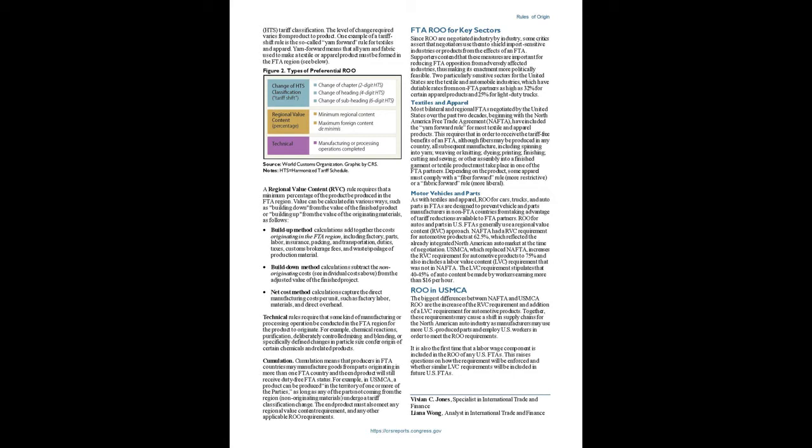Build-up method calculations add together the costs originating in the FTA region, including factory, parts, labor, insurance, packing, and transportation, duties, taxes, customs brokerage fees, and waste, spoilage of production material. Build-down method calculations subtract the non-originating costs, see individual costs above, from the adjusted value of the finished product. Net cost method calculations capture the direct manufacturing costs per unit, such as factory labor, materials, and direct overhead.